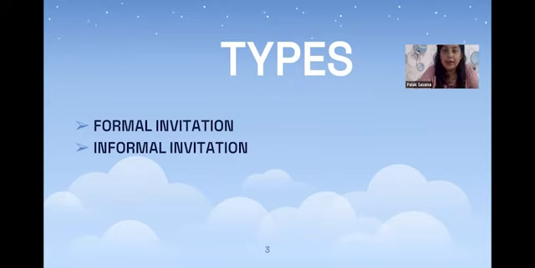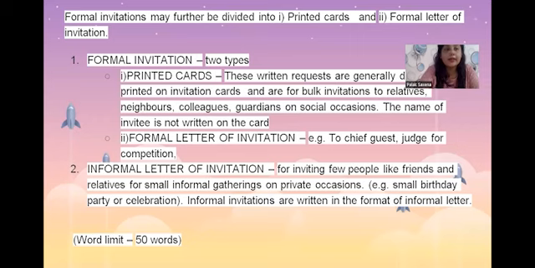So we have two types for formal. Number one is a printed card. Number two is a formal invitation itself, a formal letter. And second is an informal invitation. So first we are going to study formal invitations. Now here, as I told you, formal invitations are of two types, printed cards and formal letters. So let us now understand why and when these printed cards are used.